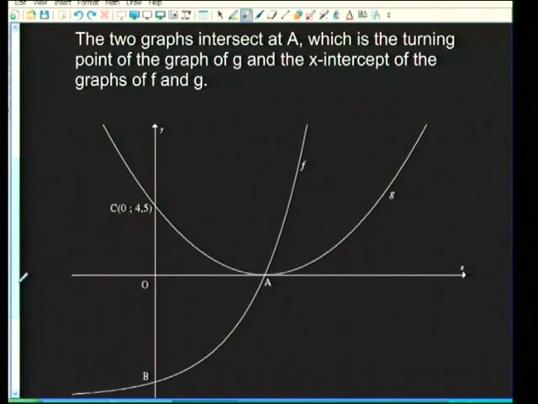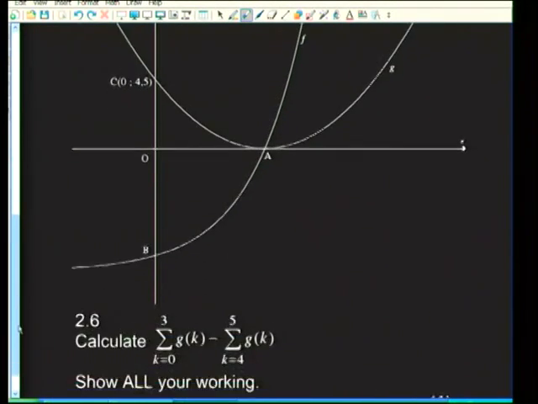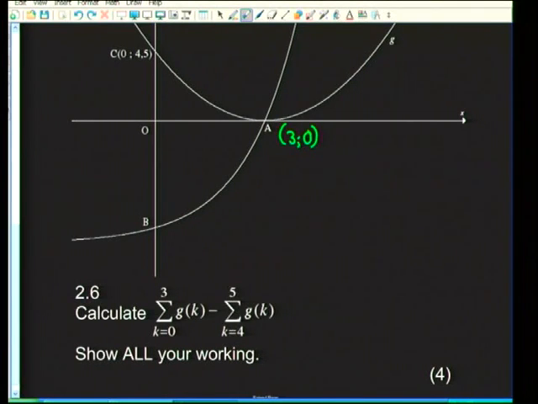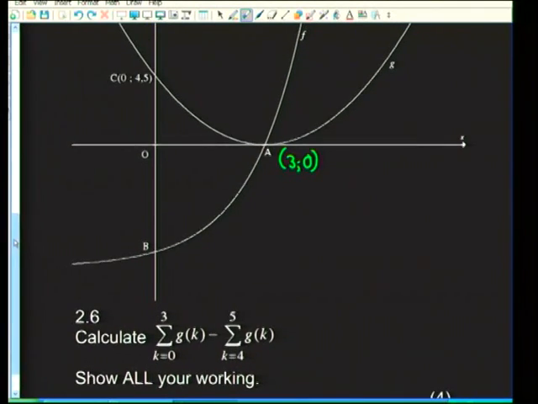It says the two graphs intersected at A, which is the turning point of the graph. That's what they told me. And now they ask me a very, very interesting question. They start talking about G. Up to now, G's just been sitting there. Absolutely nothing happening with G. We do know that that's 3, 0, and we know that that is the point 0, negative 4.5. Now, the first thing we have to do is find the equation of G, because they're using our G of x notation there. Plus, what's interesting about the question is they are going to bring sigma notation in, which is a lovely opportunity for us to just recap that with you.